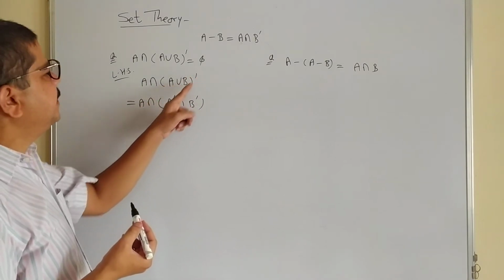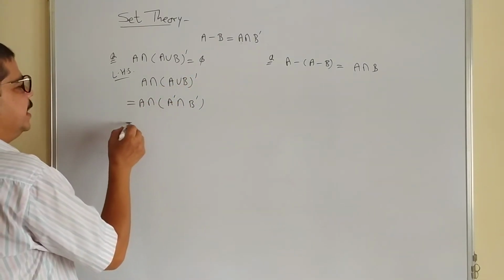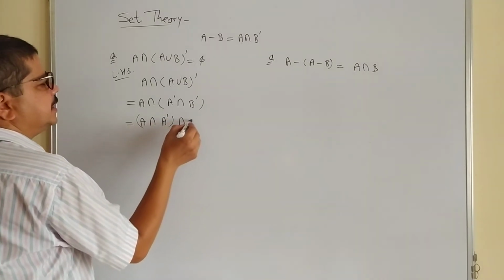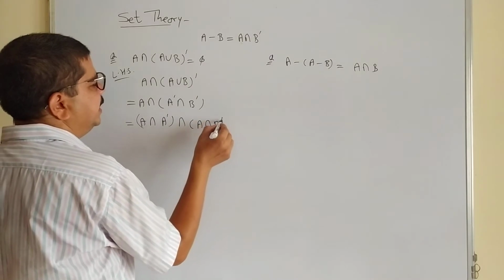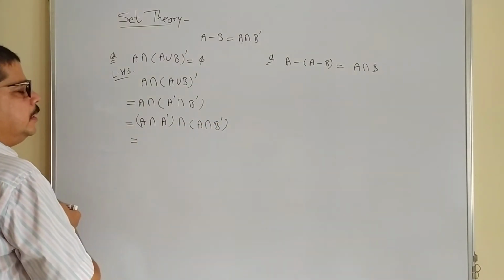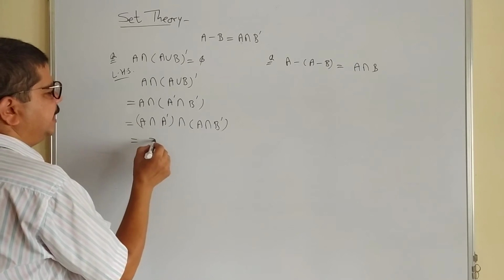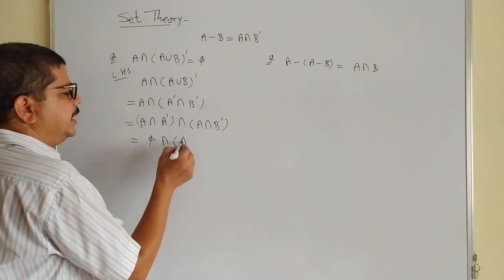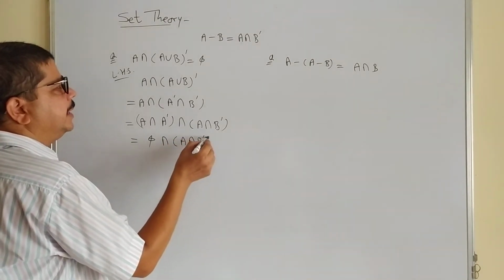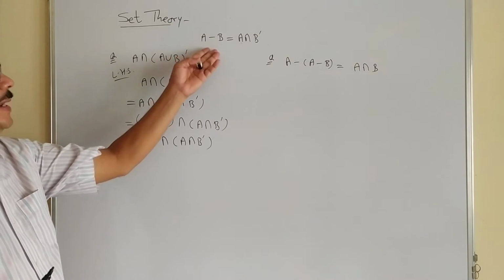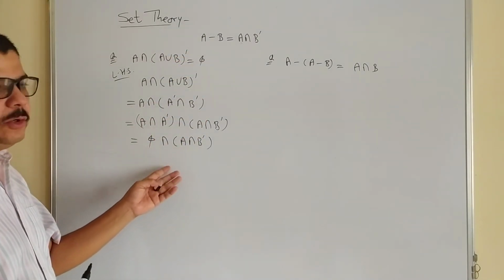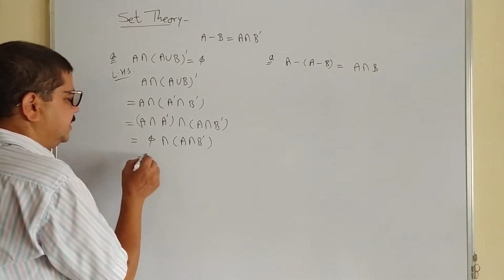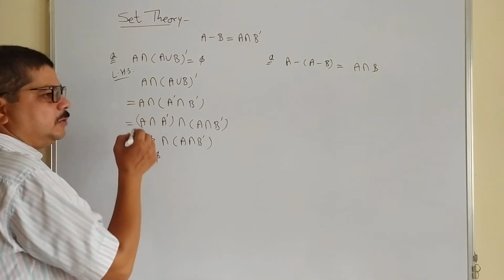(A union B) complement is A complement intersection B complement, which can be written as A intersection A complement intersection B complement. A intersection A complement is phi, intersection A intersection B complement. We can write A minus B or keep it as A intersection B complement, because we are finding the intersection with phi. So the intersection of phi with anything gives what? Phi.